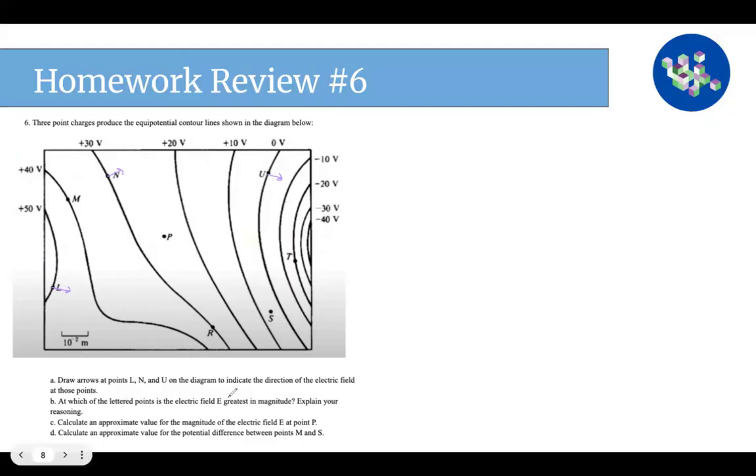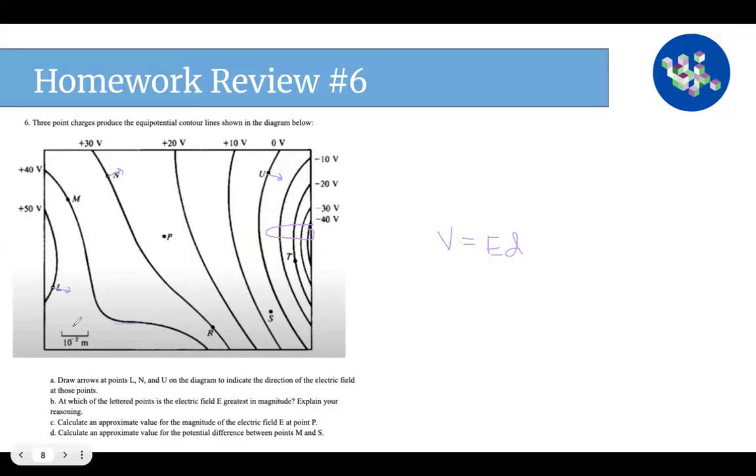And at which of the lettered points is the magnitude of the electric field E greater? This is the same as one of the previous homework problems we discussed. Remember, a smaller spacing between the equipotential lines means a greater magnitude of your electric field. Calculate an approximate value for the magnitude of the electric field E at point P. Just remember, if E is constant, then V is equal to E times the distance between the two points.